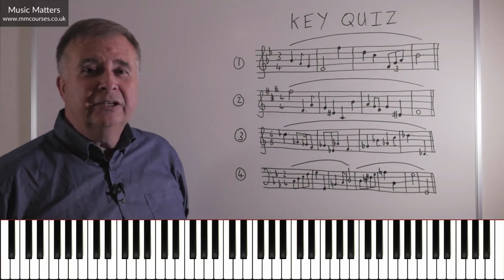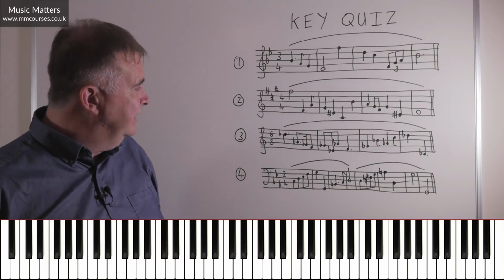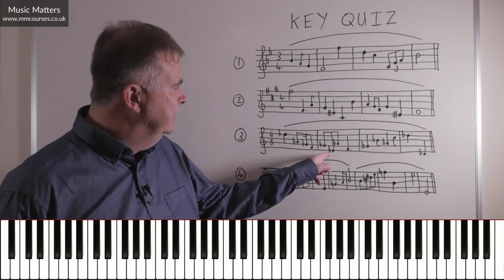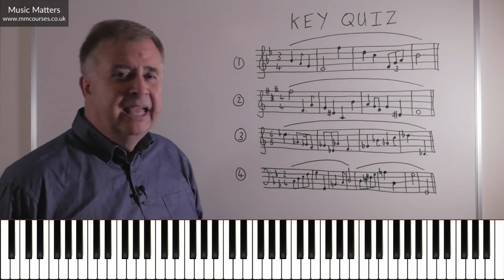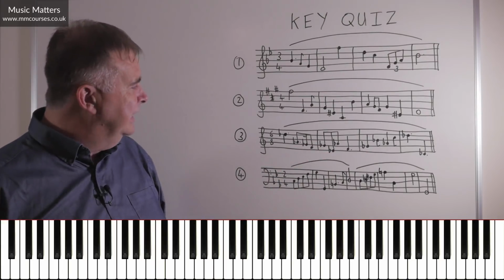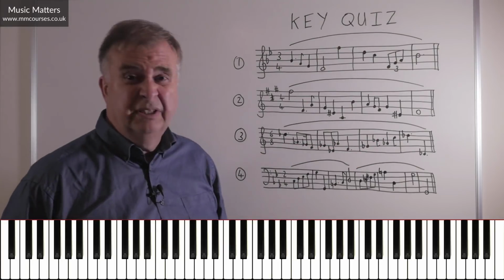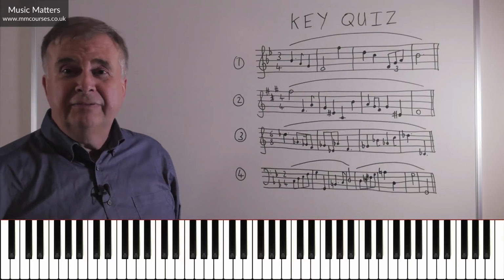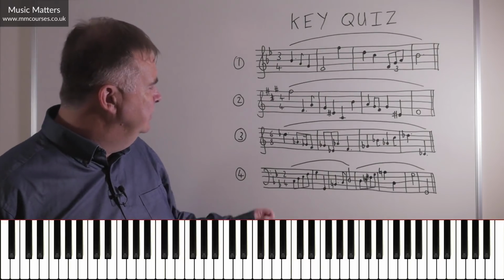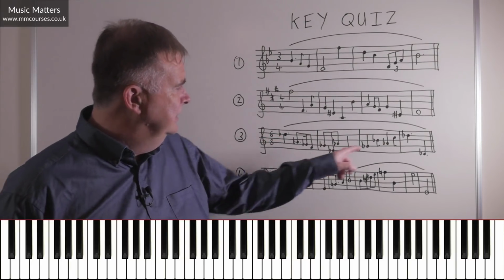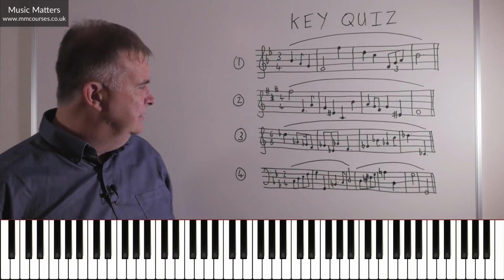Okay. The second flat on the circle of fifths is E flat. Have we got E flat? Well, yes, we have. There's an E flat there. The next flat is A flat. Have we got A flat? There's one there, there's one there, there's one there, so plenty of A flats around. The next flat is D flat. Have we got D flat? Well, yes, at the beginning. There's a couple of D flats at the end.